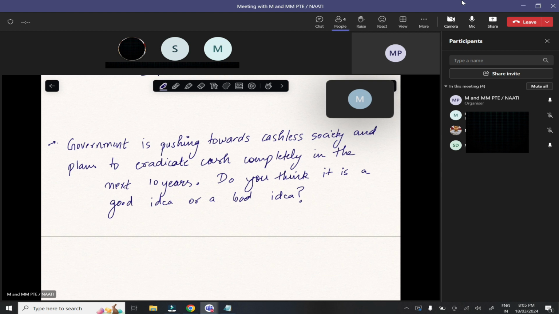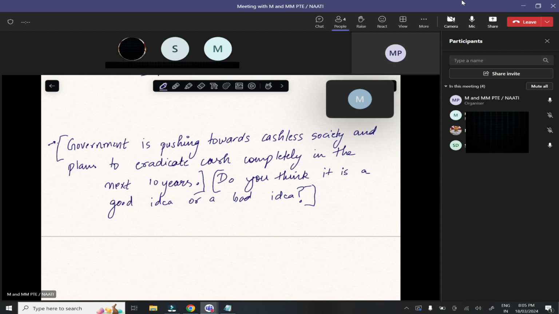Very important essay. But my point is just to give you an understanding that it does not matter what type of essay you get, we are still going to stick to the same concept, the same template every single time. My question is, government is pushing towards a cashless society and plans to eradicate cash completely in the next 10 years. Do you think it is a good idea or a bad idea? Like I said, most of your essay topics will have two different parts. The first part would be your actual statement, and the second part would be a question.